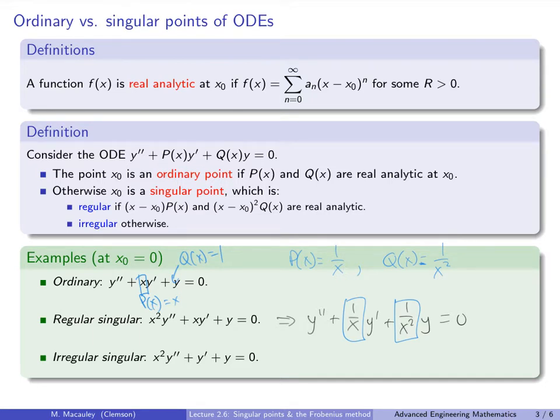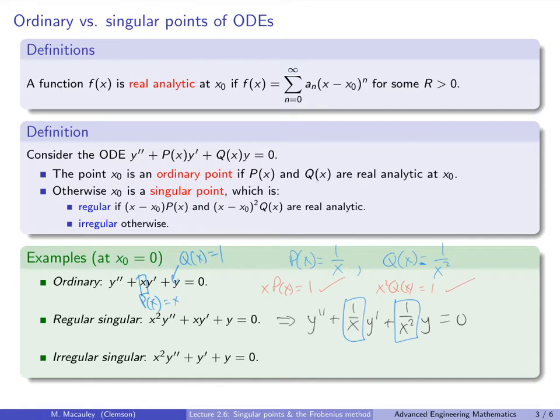However, 0 is a singular point. Now, is it regular or irregular? Well, here's what we have to check. We have to consider these two functions and see if those are defined at 0. So now, let's do x p of x, and this is 1. And then the next one is x squared q of x. So we're testing this x minus 0 squared q of x, and that equals 1. Both of these are defined at 0. So therefore, this singular point is regular.